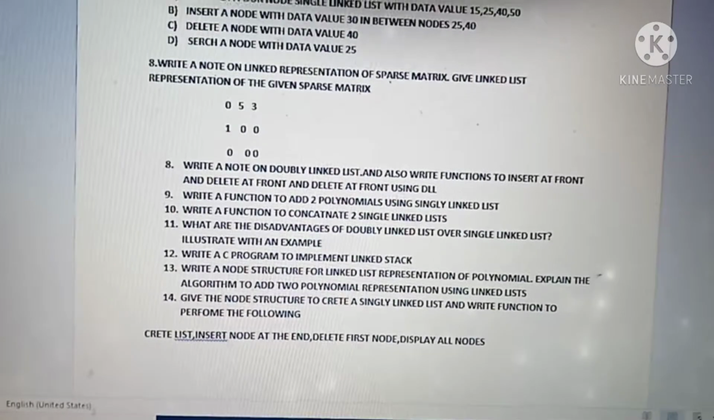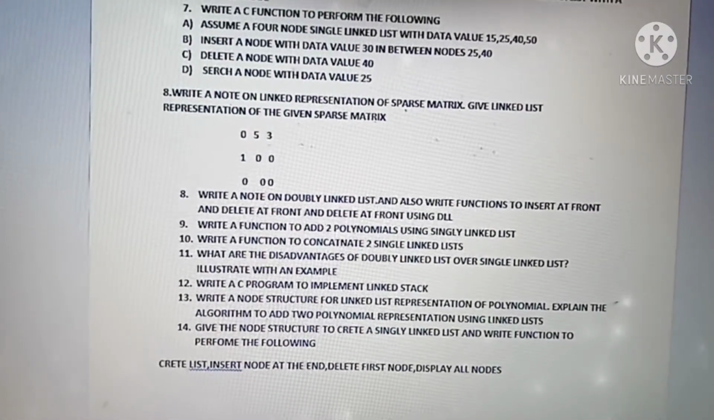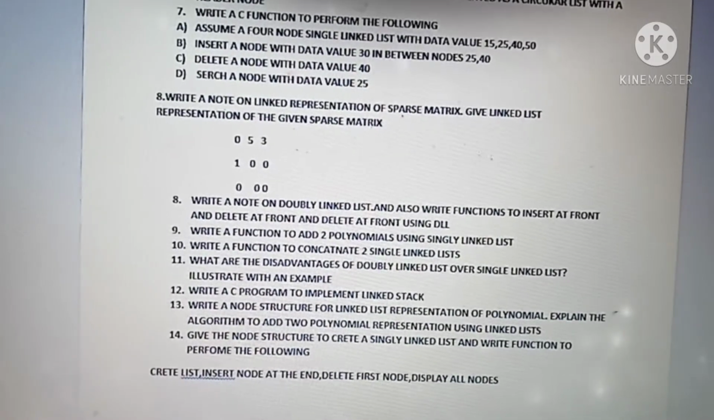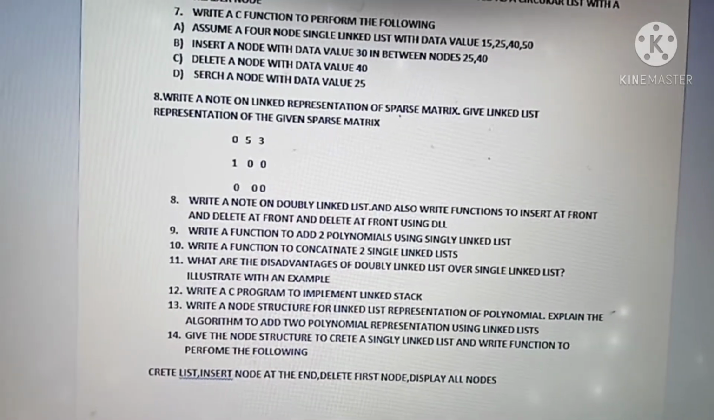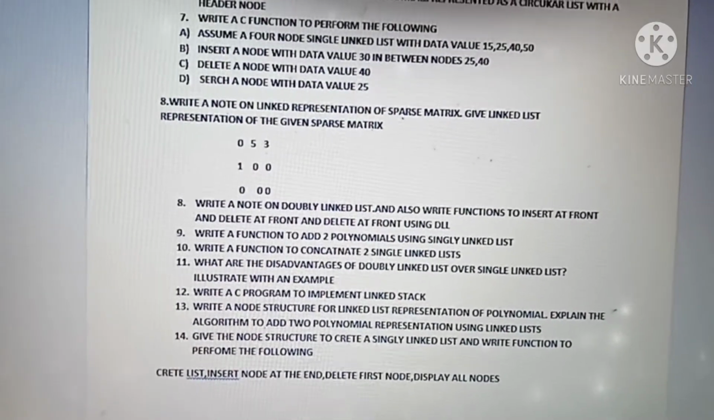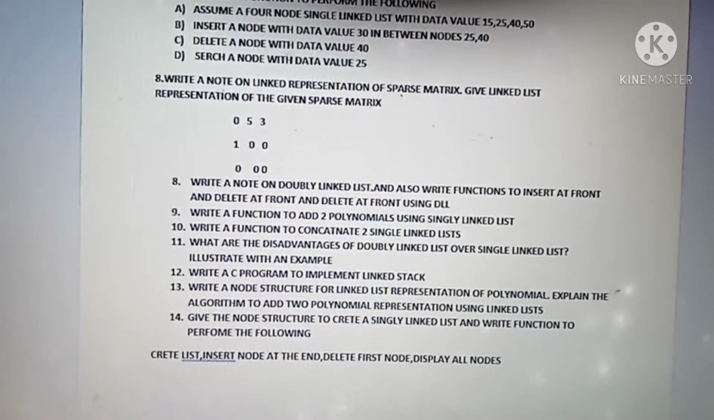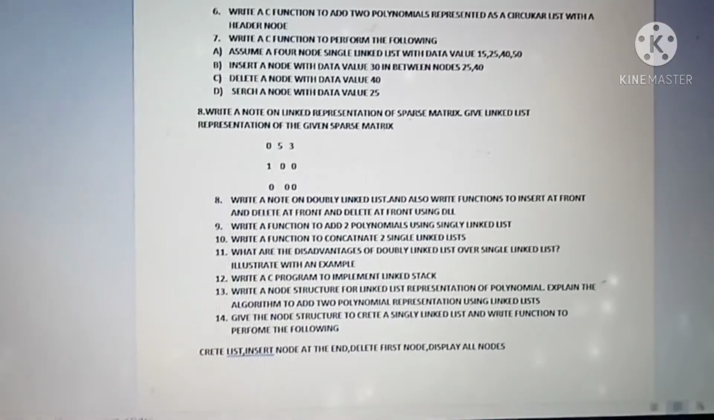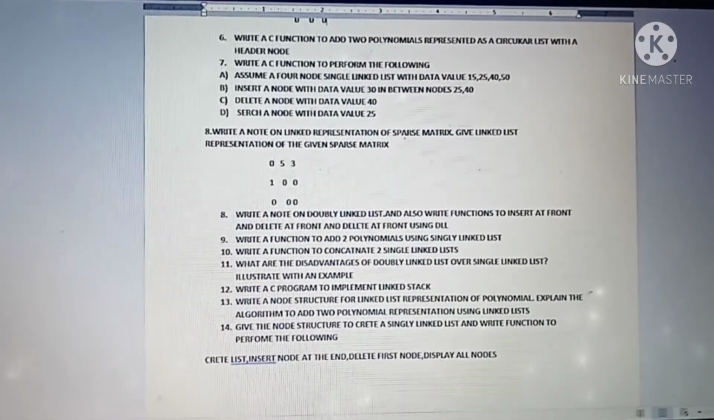Question number 14. Give a node structure to create a singly linked list and write functions to perform the following. First one is create list. Second one is insert node at the end. Third one is delete the node at the end. And fourth one is display all the nodes. So I hope now you got the questions for all of module 3.